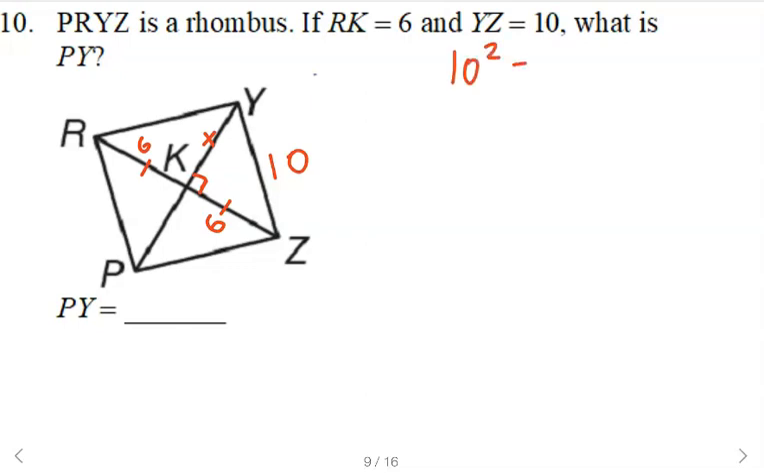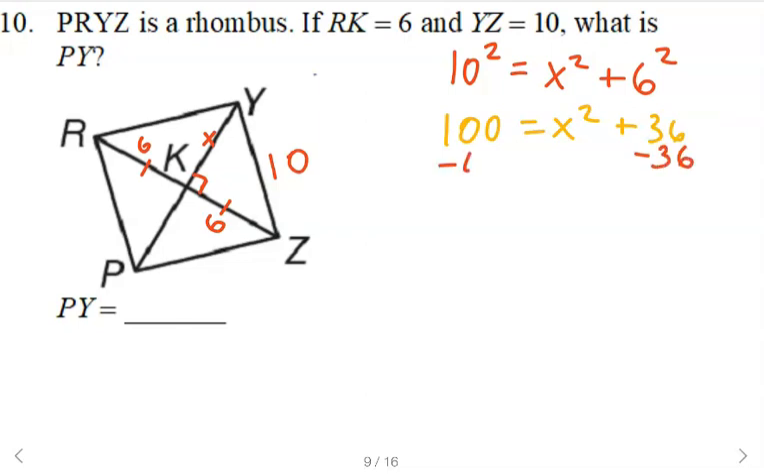The hypotenuse squared equals the sum of the squares of the legs. So we'll have 100 equal to x squared plus 36 when we square those. Subtract 36 from each side, we get 64.